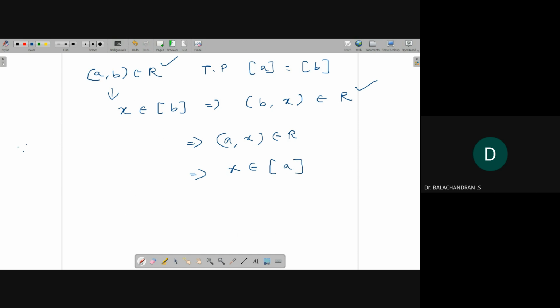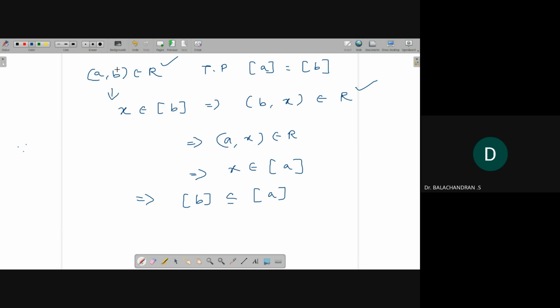So this implies, under this condition, if I take an element x in the right hand side, I'll prove the same element in the left hand side. This implies equivalence class of B is a subset of equivalence class of A. First part is over.